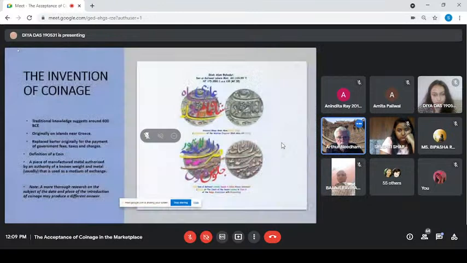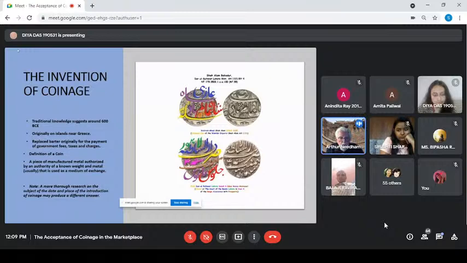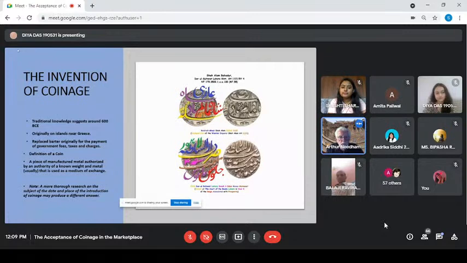The invention of coinage. Well, we're told that coins were invented around 600 before current era, originally on islands near Greece, and that has now changed into Turkey. And it replaced barter, because before coinage we had to barter for everything. And it was originally apparently for the payment of, what else other than government fees, taxes and charges. The government likes to get their money in everything.